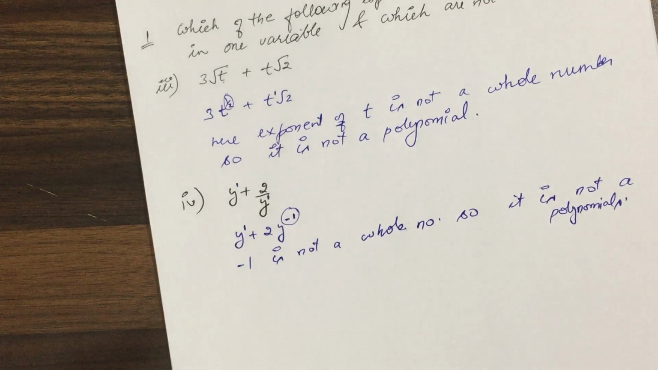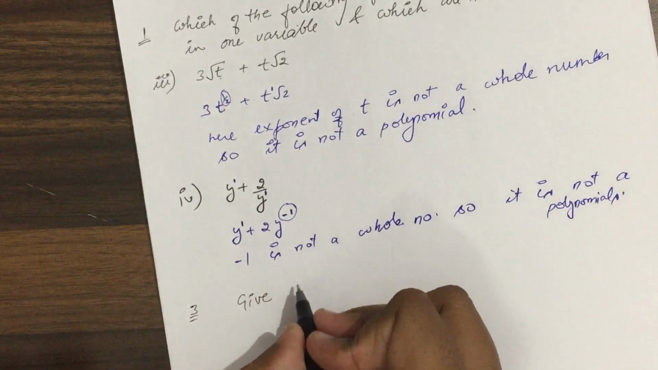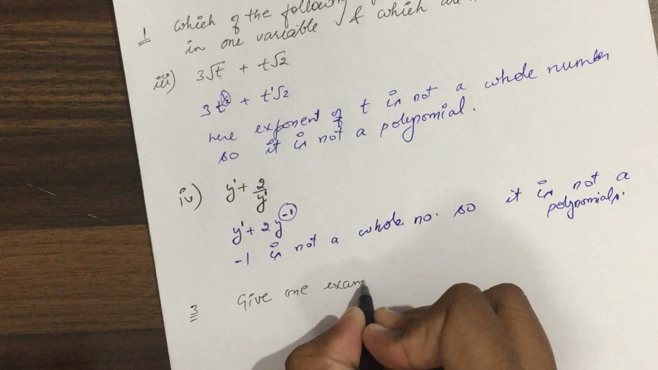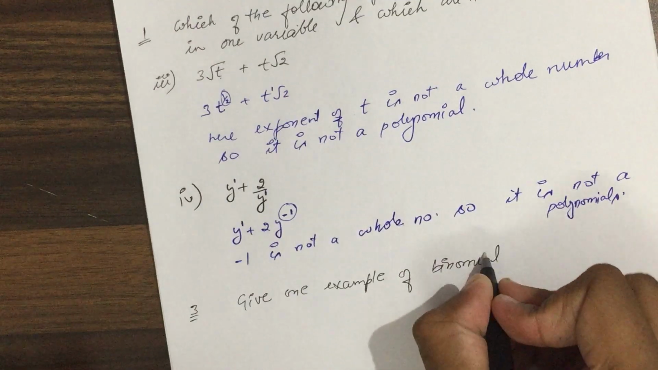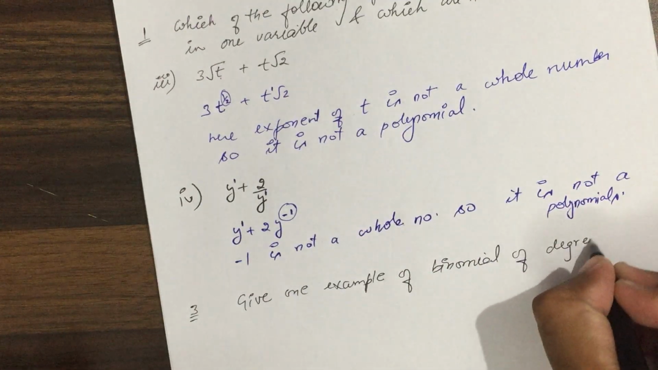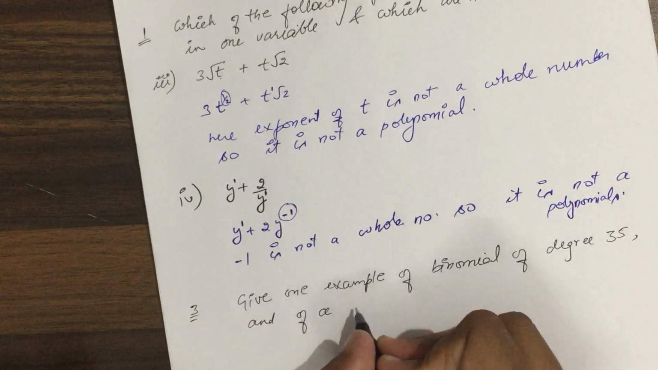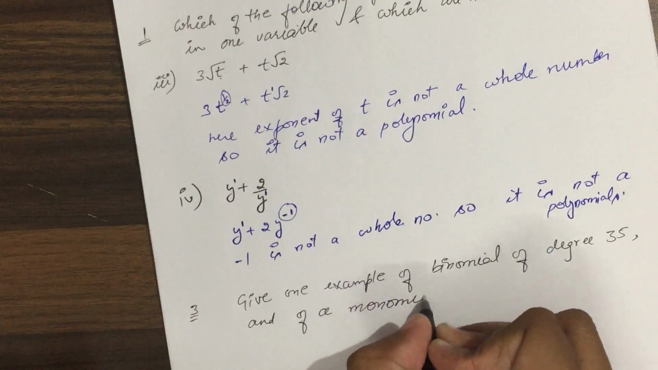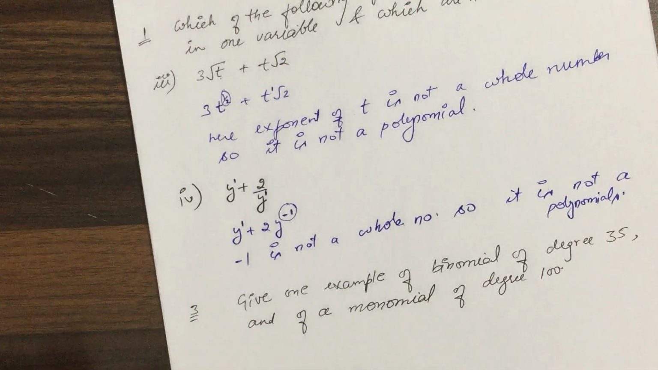Now come to question number 3. Give one example of a binomial of degree 35 and of a monomial of degree 100. What you have to do? You have to write an example of a binomial of degree 35 and a monomial of degree 100.